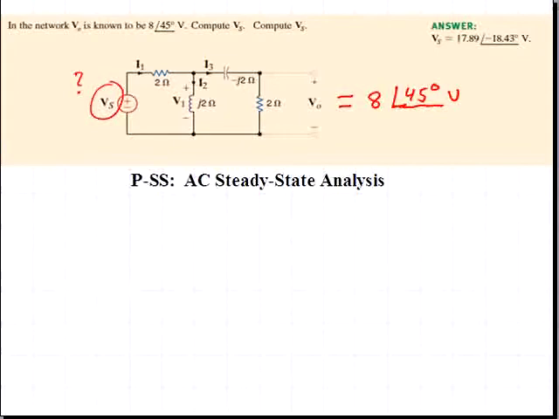We have currents labeled I1, I2, and I3. We're going to label a voltage across this capacitor V sub C for use.